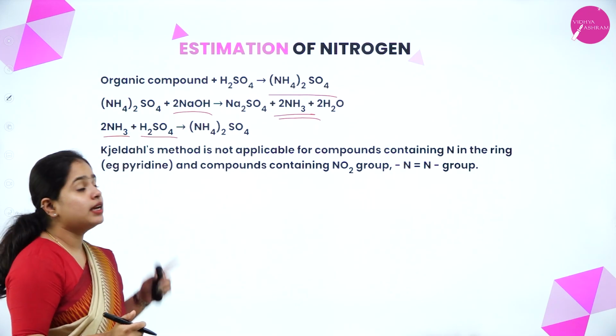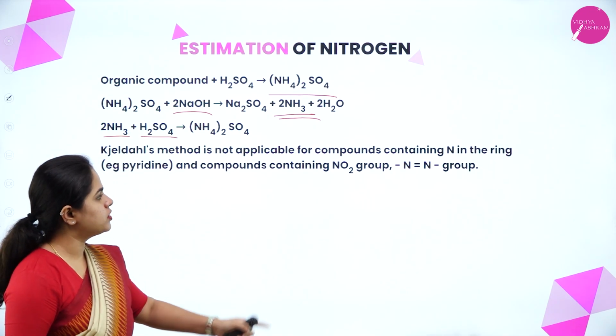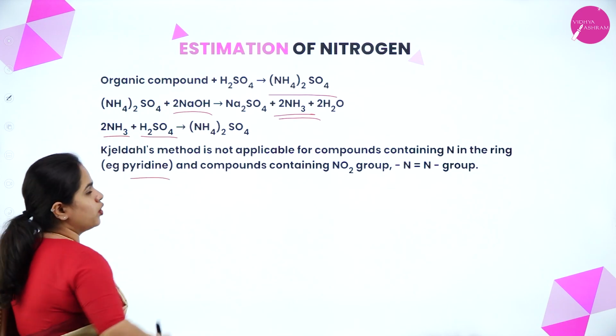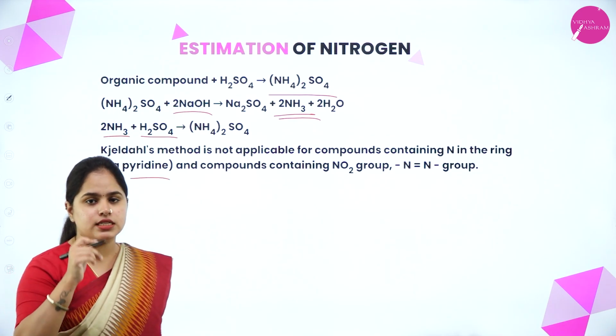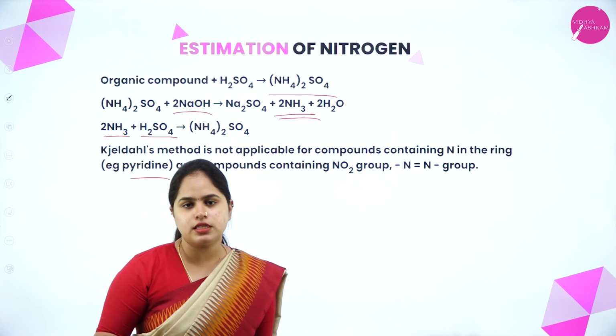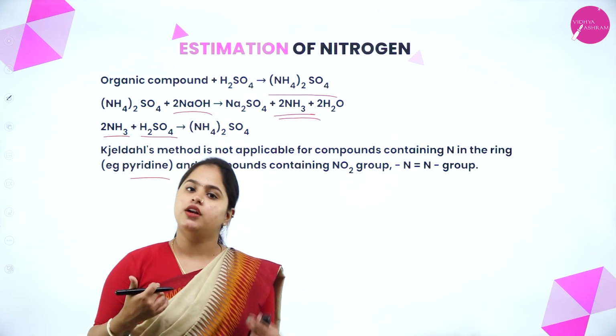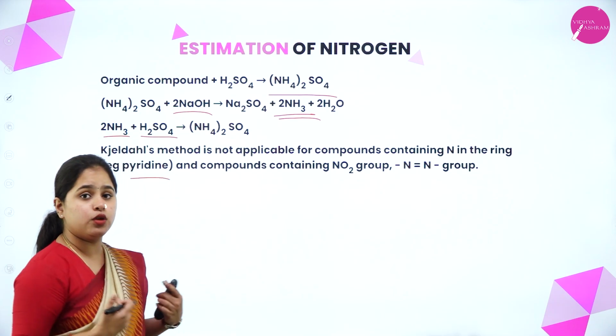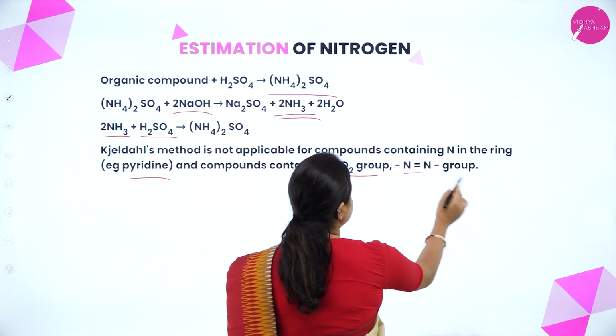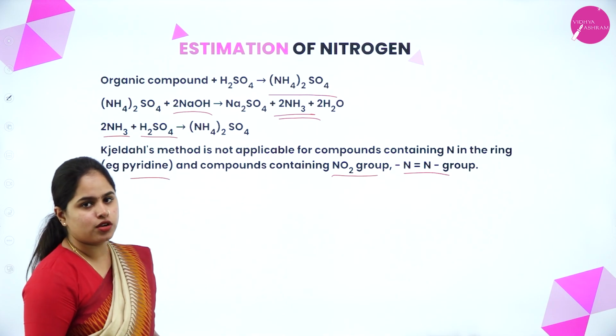So Kjeldahl's method is not applicable for compounds containing nitrogen in the ring, for example, pyridine. In a benzene ring, if a nitrogen is present, that is called pyridine. So if the nitrogen is present in a ring, we can't use Kjeldahl's method. Also, it can't be used for nitro groups as well as azo groups. Right. So this is also an important point.